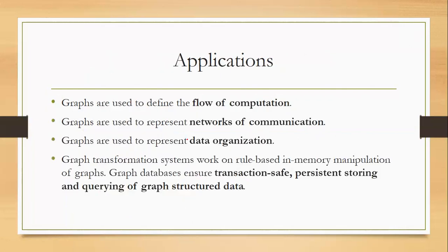Next, graphs are used to define the flow of computation. Suppose you are taking a flow chart, then even a flow chart can be denoted by a graph to denote how we compute, from where we start and where we end. In a flow chart, you have the start, stop, and a decision box to check a condition. All of those can be denoted by vertices, and the flow can be denoted by an edge. That is, you can have a directed graph to define the flow of the computation.